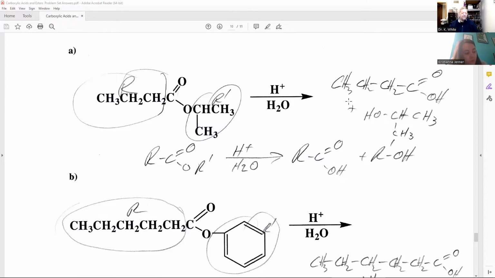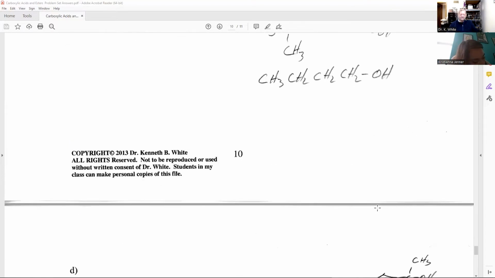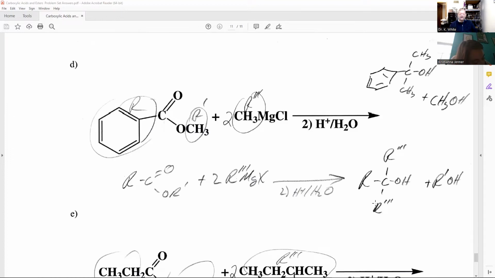And notice in B, I get fancy. You've got a big long R group, and R prime is a benzene ring. Guess what? Acid and water will not react with a benzene ring, but that's your R prime, to form this alcohol, phenol. Now, when I wrote D, I was thinking like a general organic chemist who doesn't balance equations, but on the test, I'll put that 2 there.